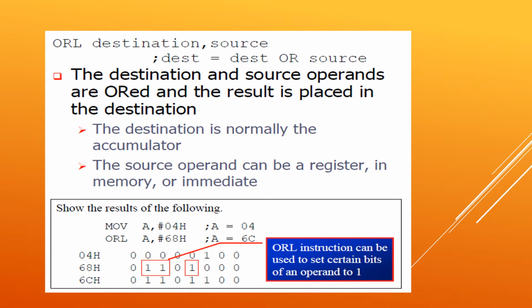The example here: MOV A, #04H, so A contains 04, then ORL A, #68H. The accumulator, that is 04, is going to get ORed with 68, so the result is 6C. It is a simple logical operation, as you can see.